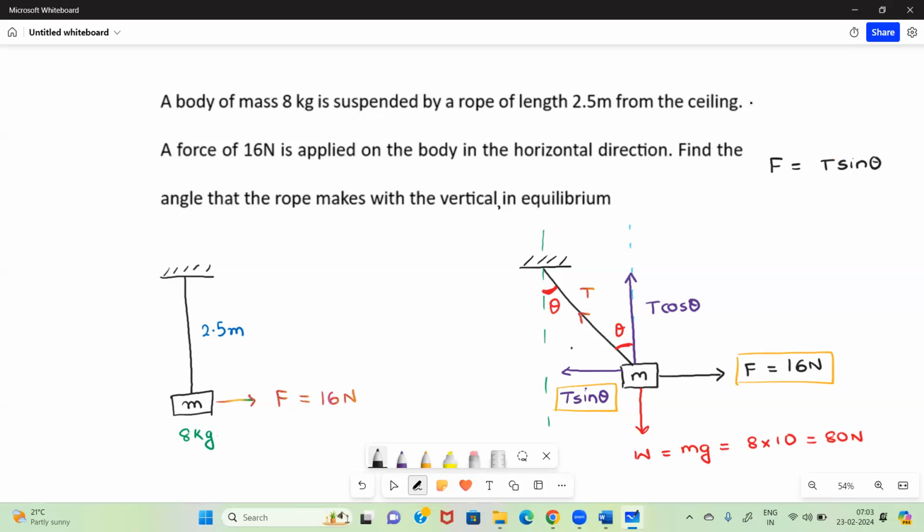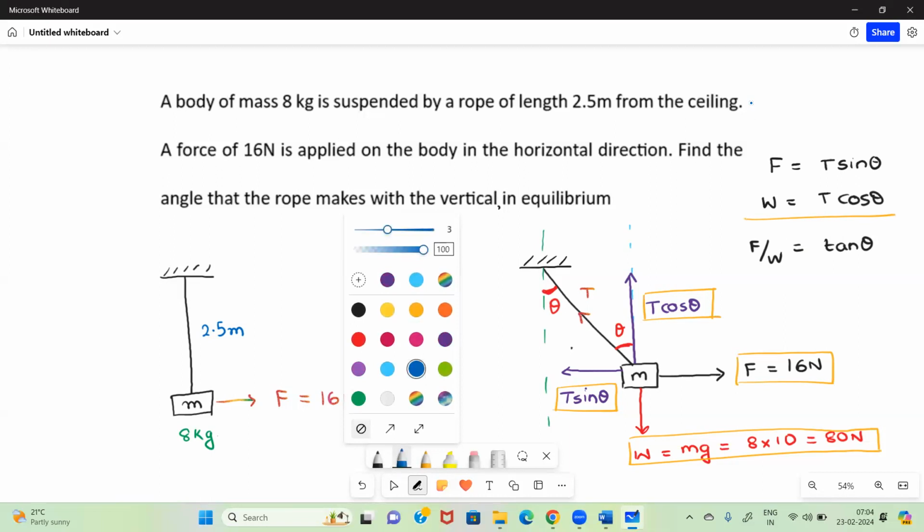Since the body is in equilibrium, the net vertical force acting on the body is also going to be 0, which means the downward force, which is the weight, is going to be balanced by T cos theta. So I can equate these two. So W equals T cos theta. Now, in order to find theta, we can divide these two equations. When I divide these two equations, I get F divided by W is equal to T sin theta by T cos theta. T cancels. Sin theta by cos theta becomes tan theta. Therefore, tan theta is equal to F by W.